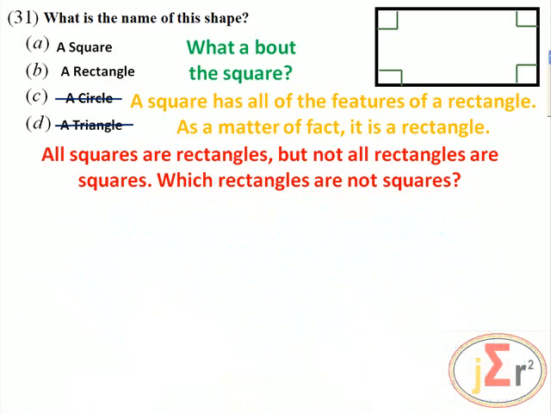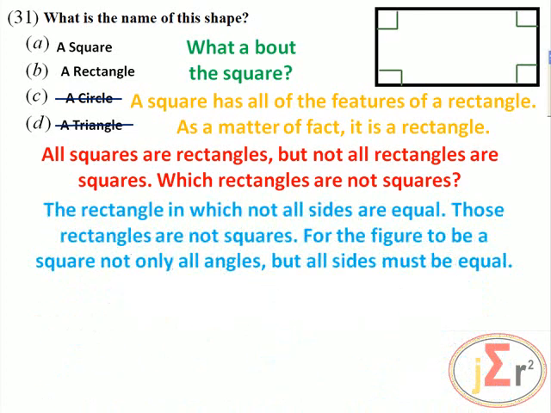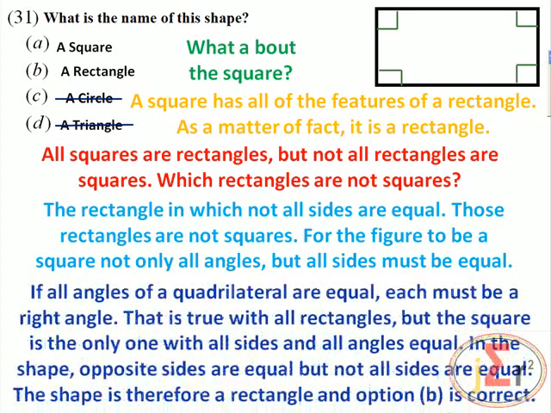So a rectangle is not necessarily a square, but a square has all of the features of a rectangle. Additionally, all of the sides of a square are equal, but all of the sides of a rectangle are not necessarily equal. So those rectangles are not squares. For the figure to be a square, not only all angles but all sides must be equal.